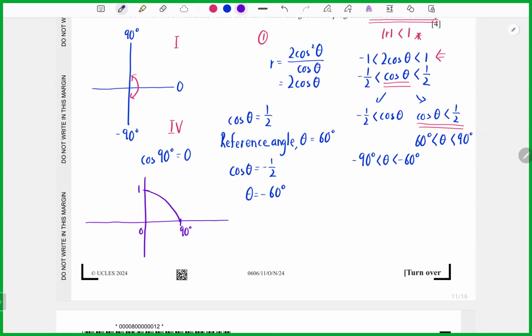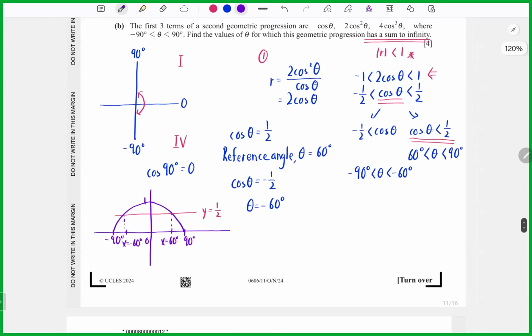So, I try to sketch out. This is your y equals to 1 over 2. Negative 19, 1 over 2. And then I already find out here is x equal to 16 degree. And then here, x equals to negative 16 degree, right? Now I need to find out the cos will less than positive 1 over 2. It means where? Here, right?